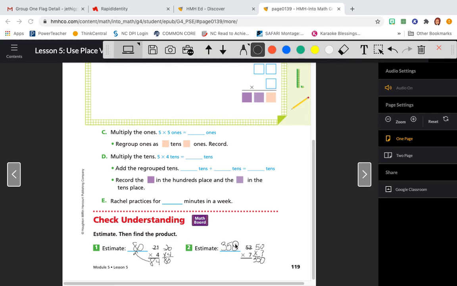And then we're going to multiply. 3 times 7 is 21. So we're going to write our 1 in the ones place. Carry our 2 to the tens. We're going to say 5 times 7 is 35 plus 2 more 10s, 37. So 371 is close to 350. Our answer is reasonable.